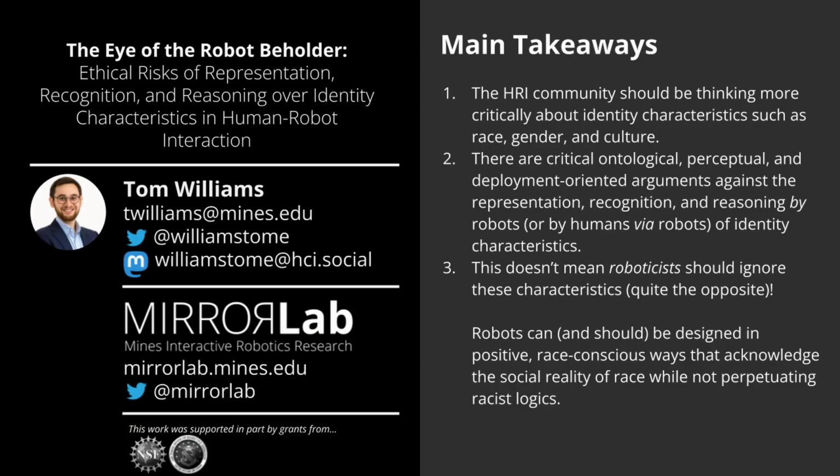So, main takeaways. The HRI community should be thinking more critically about identity characteristics like race, gender, and culture. There are critical ontological, perceptual, and deployment-oriented arguments against the representation, recognition, and reasoning by robots, or by us via our robots, of identity characteristics. And this doesn't mean that roboticists, however, should ignore these characteristics. And in fact, I argue quite the opposite.